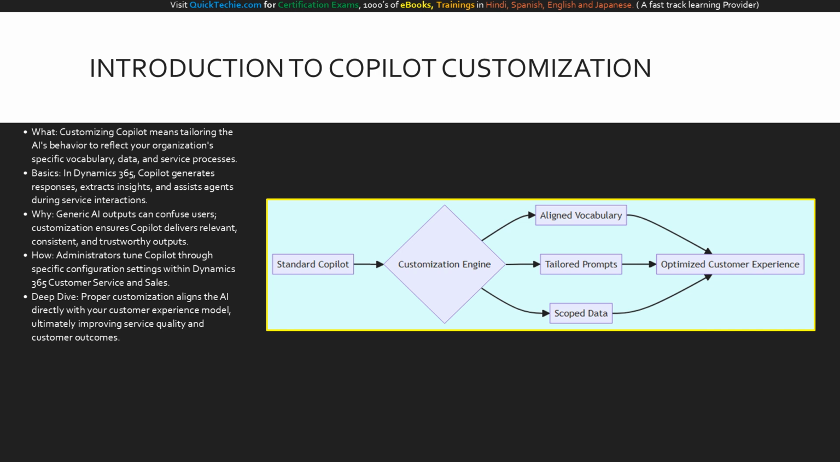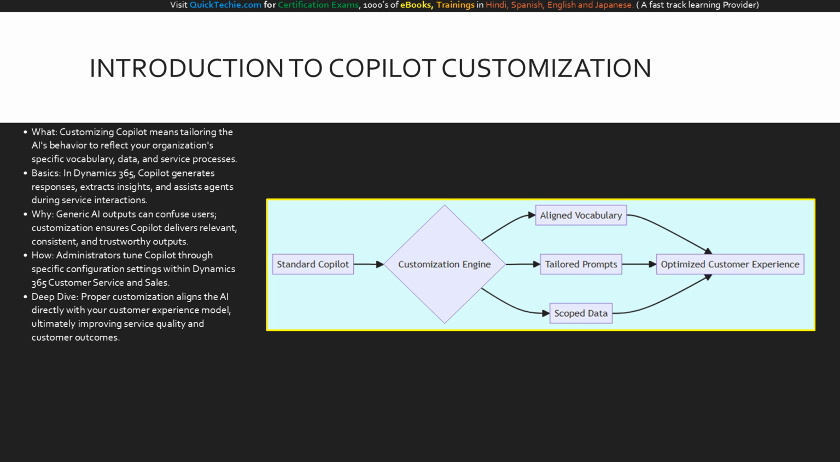But why must we customize it? To ensure Copilot delivers relevant, consistent, and trustworthy outputs, organizations must tailor it to match their unique customer experience model. How we do this involves focusing on key customization areas like business terms, prompts, and data scope. Our deep dive will show that getting this right directly improves service quality, agent efficiency, and customer outcomes.